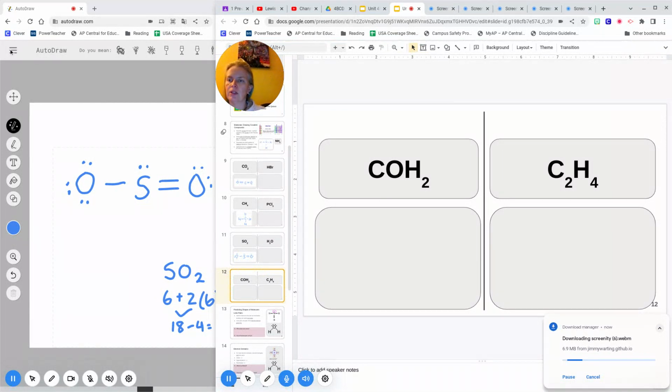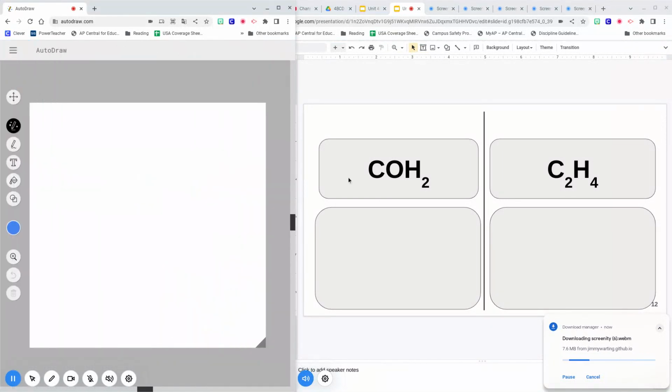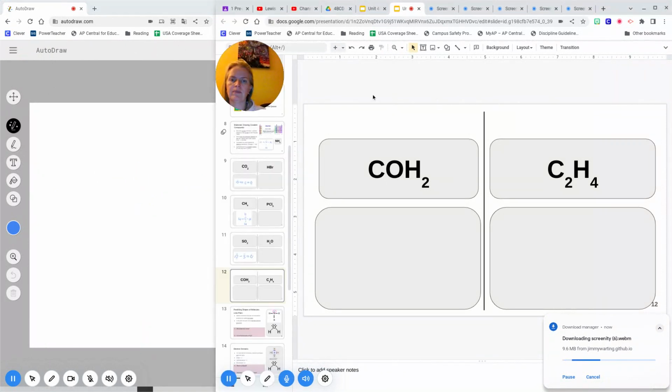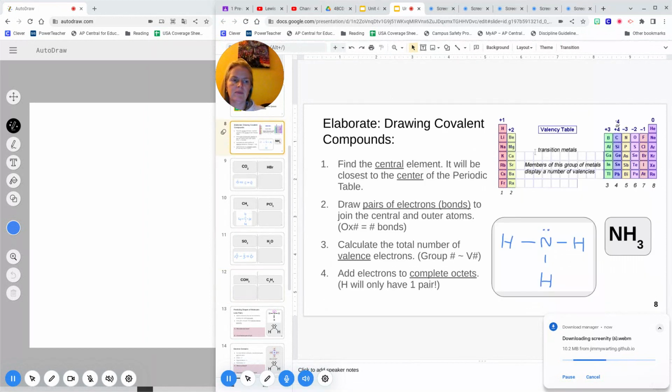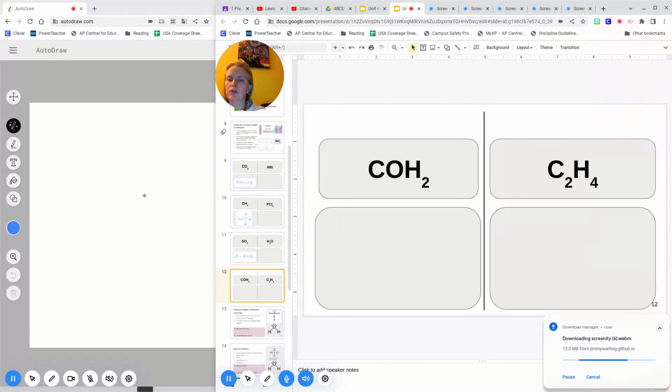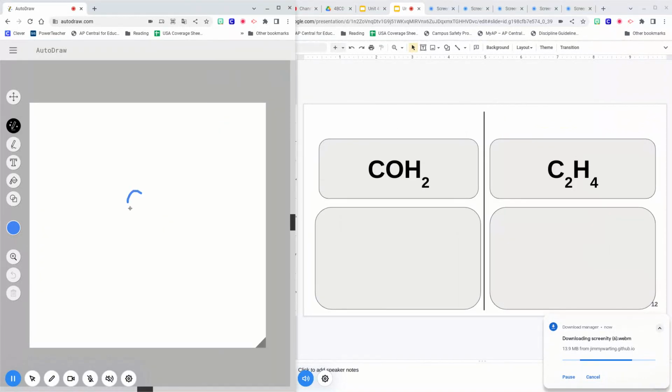I'm going to make a new sheet of paper over here, and I'm going to start by figuring out what my central element is. So I have carbon, oxygen, and hydrogen. If I look at the periodic table, carbon we know is right in the center, so I can make that my central element. And then oxygen is pretty close to carbon, and then hydrogen is way over here on the edge. So in my drawing, I'm going to start with carbon, and then I'm going to put oxygen.